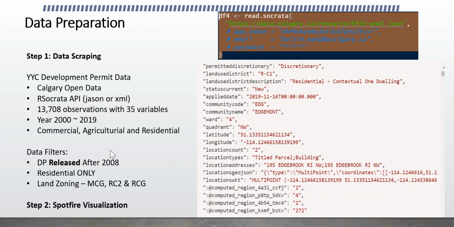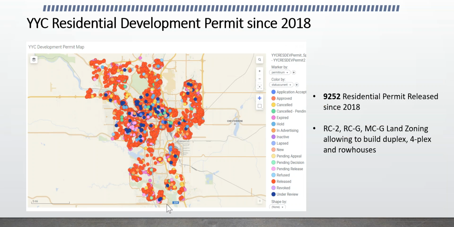I filtered the data to development permits released after 2008, and to residential only. The zoning codes are MCG, RC2, and RCG only, because those are the zoning codes that allow builders to develop infills. After that, I loaded the data into Spotfire. This is the program I use to do all my visualization. From here, I'm going to show you a live demo from Spotfire.